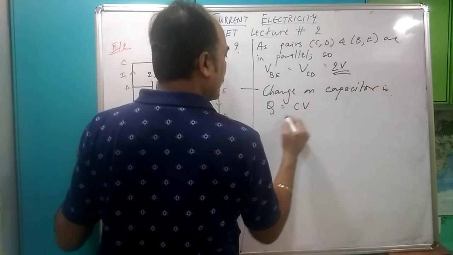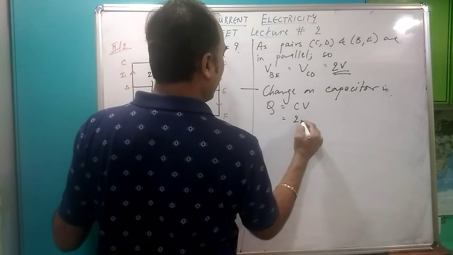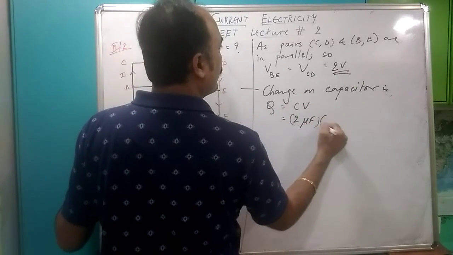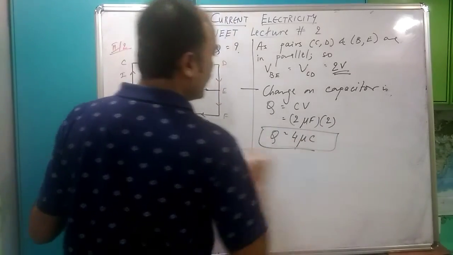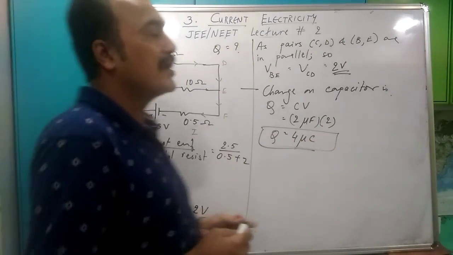So charge on capacitor is Q is equal to CV, everybody knows. C कितना है 2 माइक्रोफैरड एंड वोल्टेज कितना है 2 वोल्ट. तो 4 माइक्रोकूलम इज द चार्ज ऑन द कैपेसिटर.